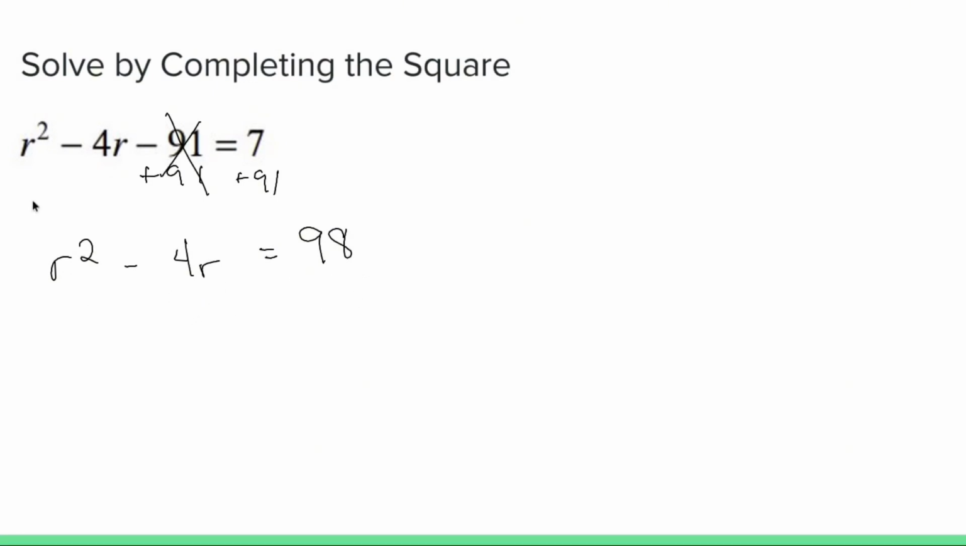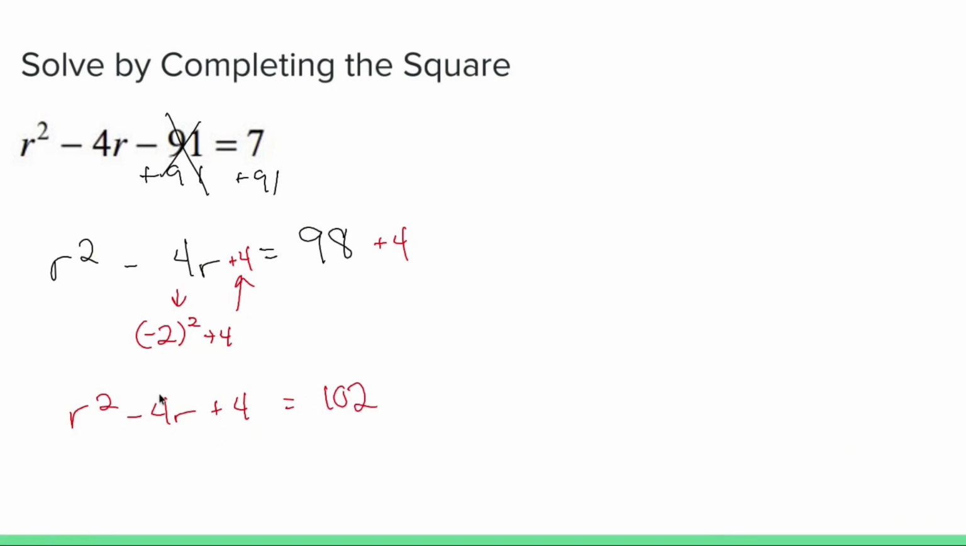Now, make sure there's nothing in front of r squared. Since there's nothing in front of r squared, I can proceed. What you do is you take half of the number in front of r, which is negative 2. You square that, which is 4. And you add that to both sides. So you're going to add 4 to both sides. Okay, so r squared minus 4r plus 4 is equal to 102.